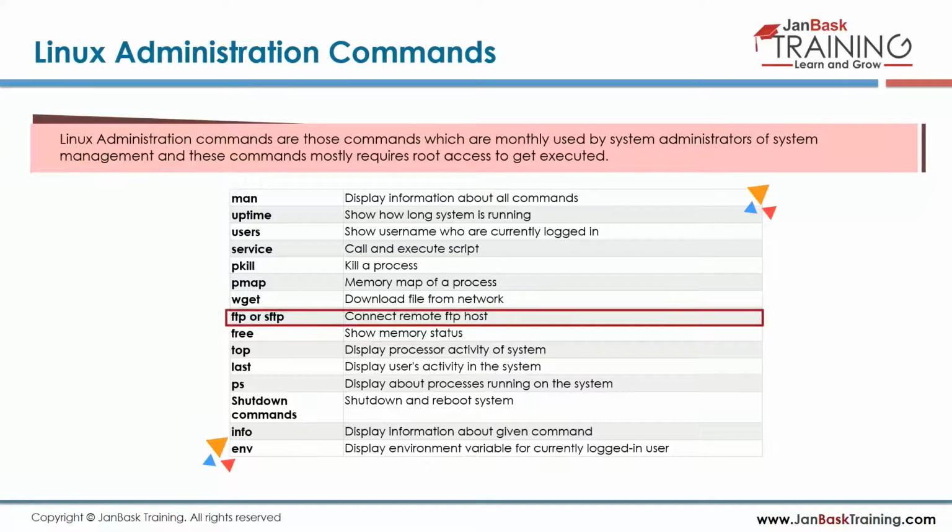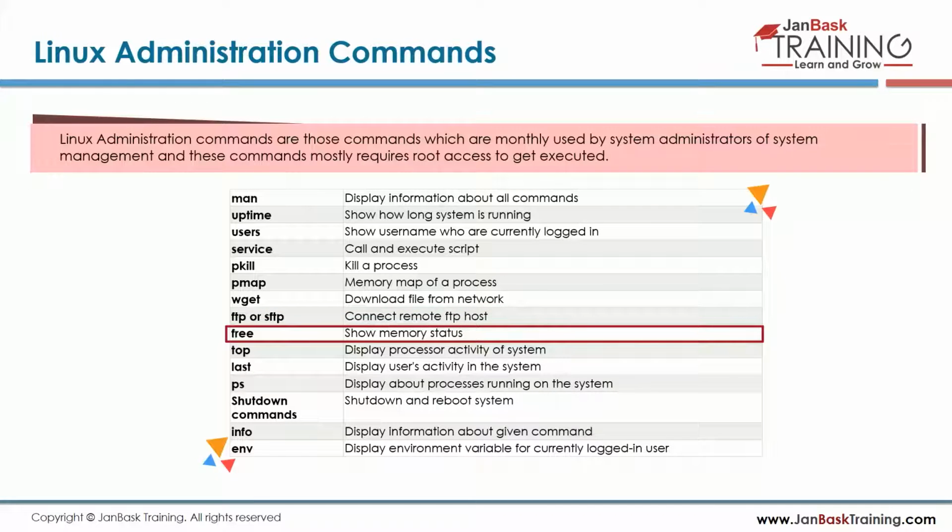Next comes FTP or SFTP. This command basically helps to interact between two computers, between two machines. So I can connect two machines with each other by using the SFTP command. This helps me in connecting two machines together. So this command will help us when we are trying to configure our machines for configuration management tools like Ansible and other tools. When we want more than one machine to interact with each other, we'll use this command at that time. Moving on to the next command, which is the free command.